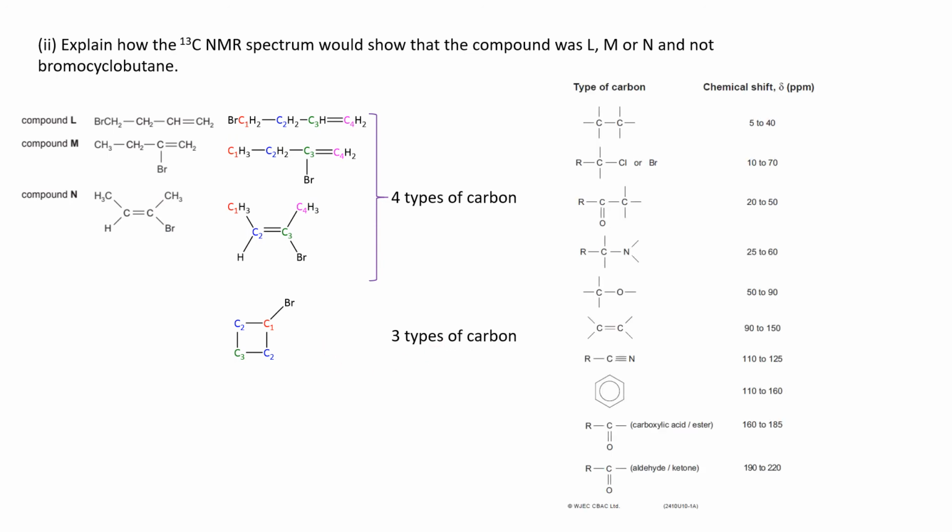And of course the other one is relatively straightforward. You've got carbon-carbon double bonds, which occur at 90 to 150 in L, M, and N. You don't have one of those in the bromocyclobutane. In bromocyclobutane, you're going to have these 5 to 40, or R to bromine between 10 and 70. So either the number of peaks or the presence of this downfield double bond peak.